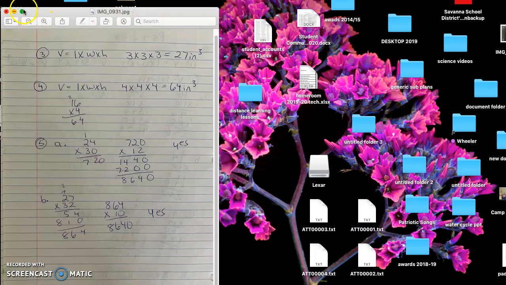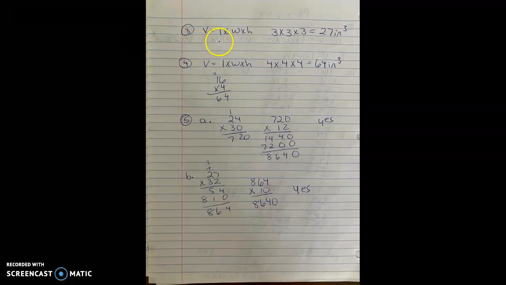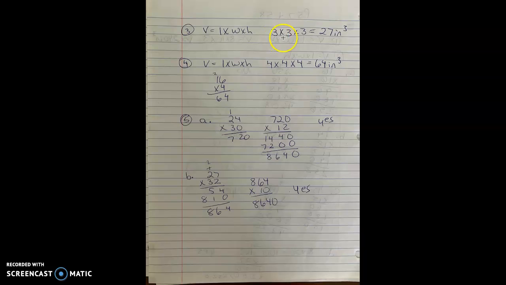For question number 3, we're doing length times width times height. So it's a cube, so all the sides are the same. 3 times 3 is 9, times 3 is 27. For 4, again, when it's a cube, they're all the same. So 4 times 4 times 4, length times width times height, is 64.